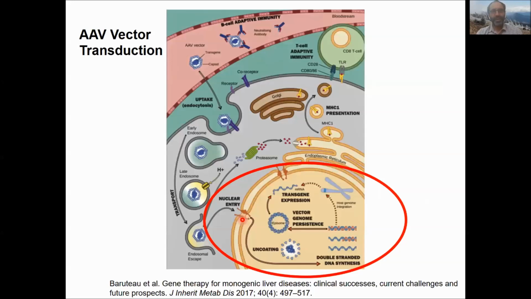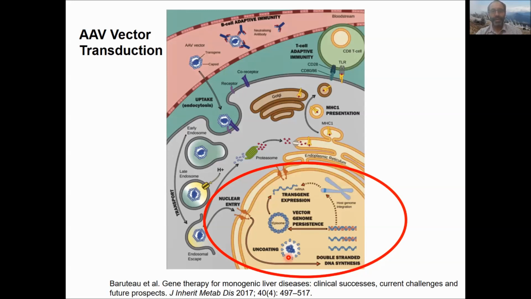Now, talking about transduction. Transduction is the term for this AAV vector delivering the transgene to a cell. And there are many steps. It's incompletely characterized, but we know that it involves binding in the cell membrane, uptake through endocytosis, trafficking to the nucleus, and then uncoating, removing those capsid proteins from the DNA.